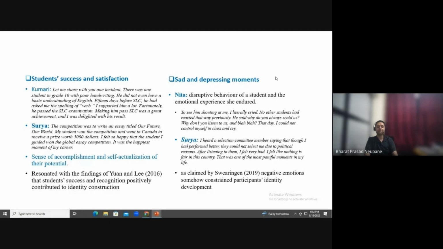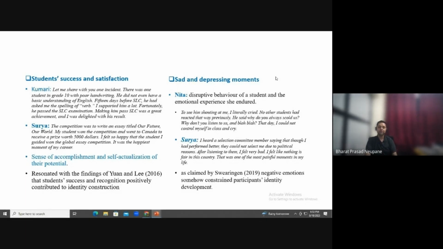Even Surya shared a similar kind of very depressing moment when Surya had applied for the post of lower secondary level teacher, and he was not selected there, but later on he came to know that he was not selected on the basis of political bias. He didn't belong to a certain political party, and there was pressure from the community or the political parties to select another candidate, even though Surya was performing better.